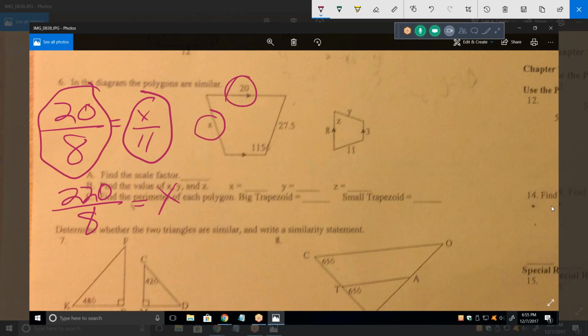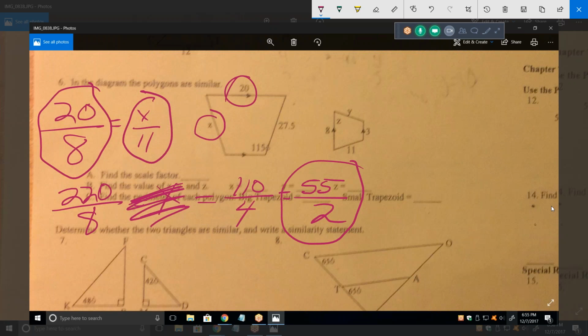I'll tell you an easy way of reducing that. Cut top and bottom in half. Now do it again. And there's your answer. That is x. That's the length of x.